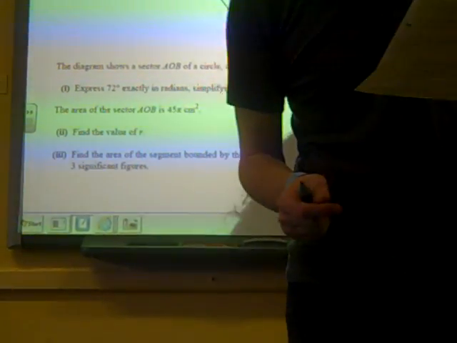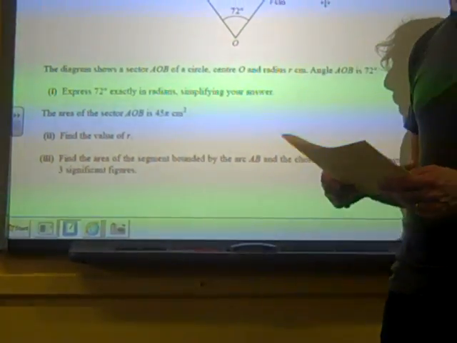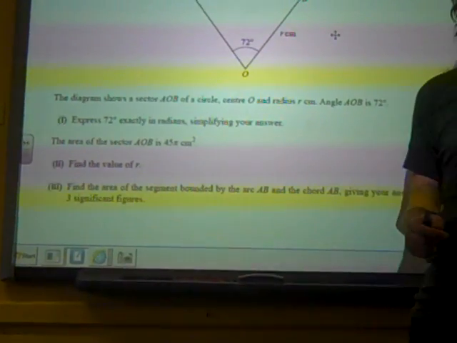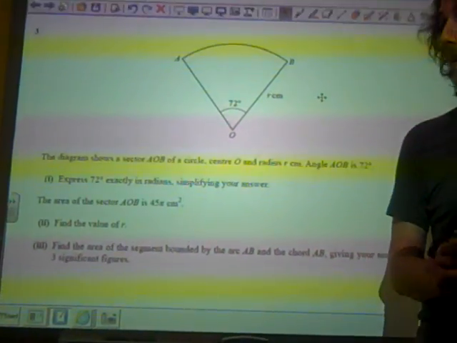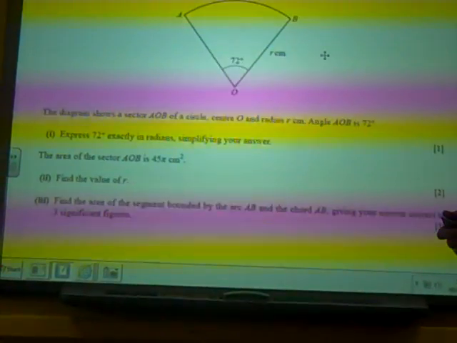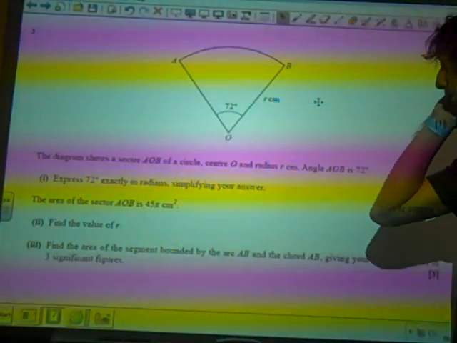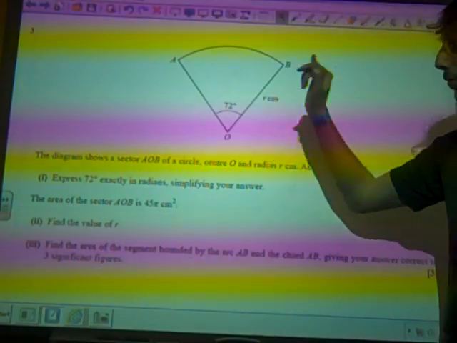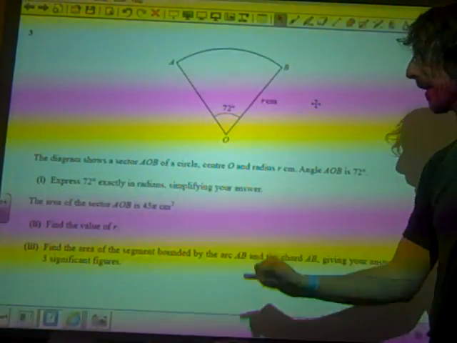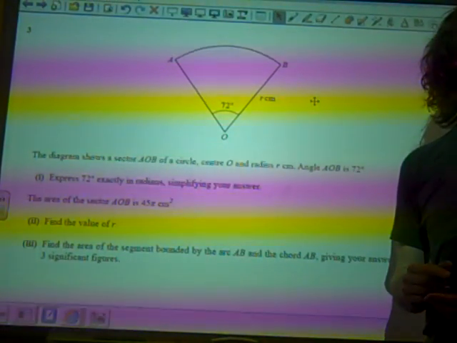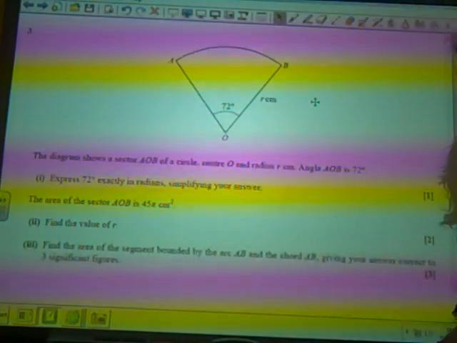So, this is now question 3 about trigonometry, and we're back to the kind of area, sector and circle sort of stuff using radians. The diagram shows a sector AOB of a circle, centre O and radius R, and the angle AOB is 72 degrees. Express 72 exactly in radians, simplifying your answer. This is quite nice, actually. I like this idea.